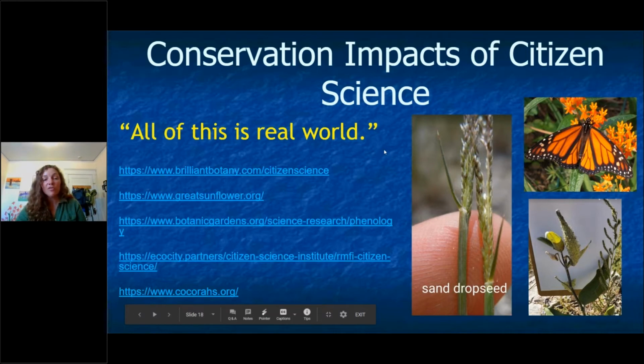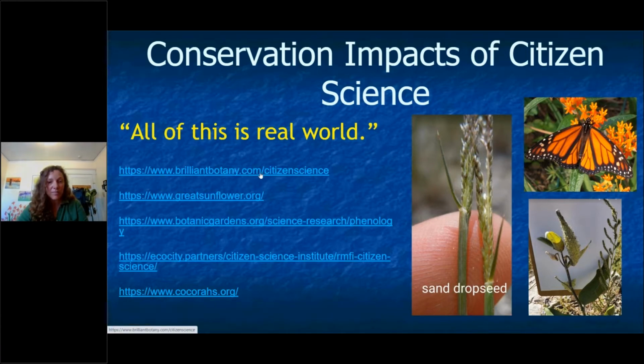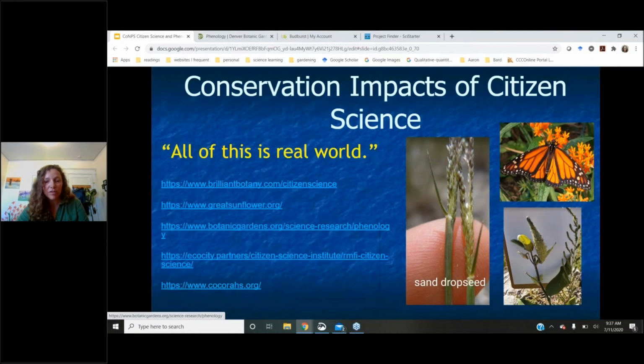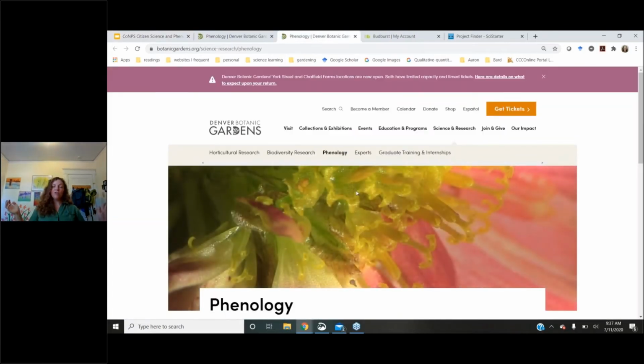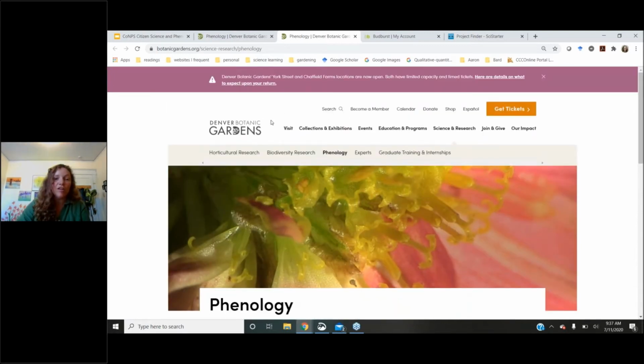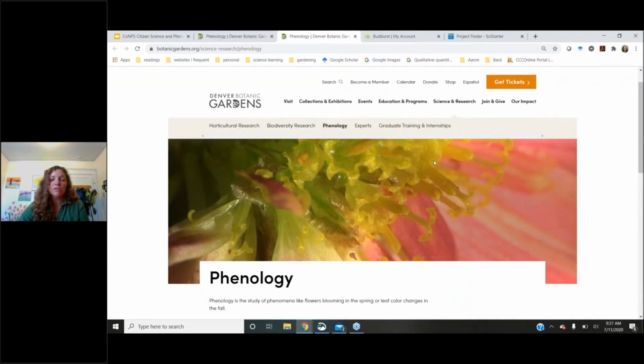are almost endless. We looked at some of these things already, but the Great Sunflower Project, the Botanic Gardens, I do want to go into here. Okay, so where is this work getting started? For example, it's getting started in Colorado at the Denver Botanic Gardens.